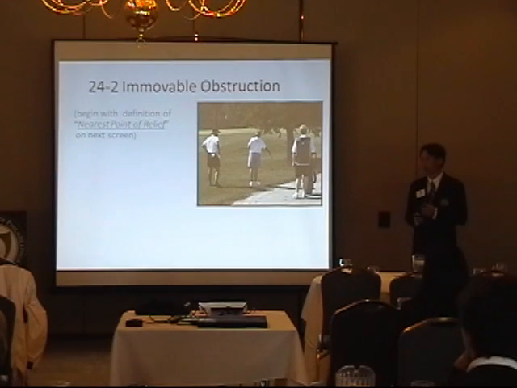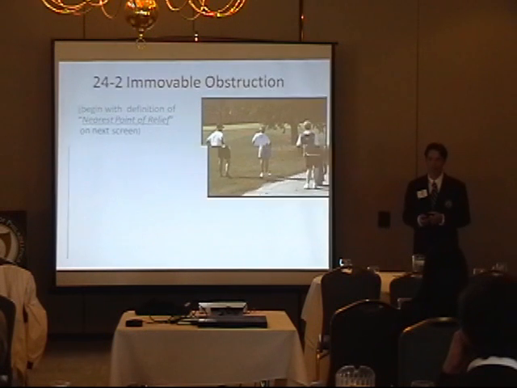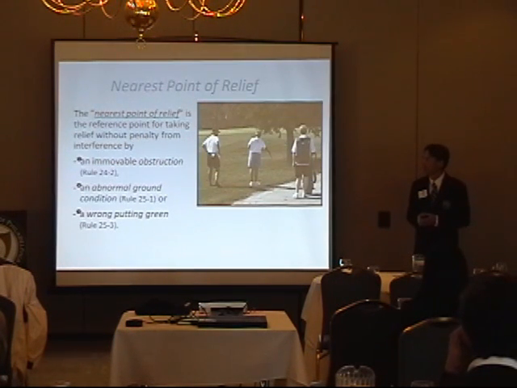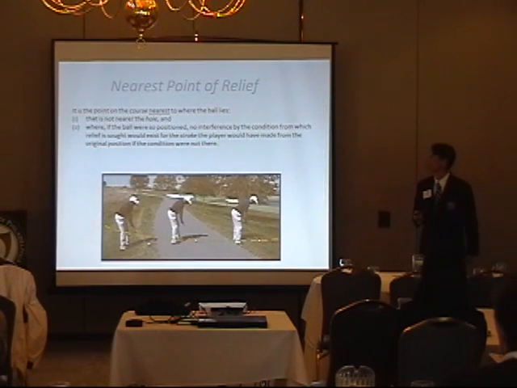When we talk about immovable obstructions, the biggest part is the nearest point of relief. The nearest point of relief is a reference point for taking relief without penalty from an immovable obstruction or an abnormal ground condition. The most common abnormal ground condition is called casual water, or a wrong putting green.